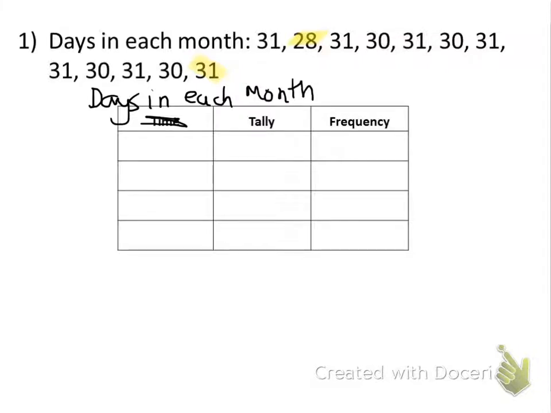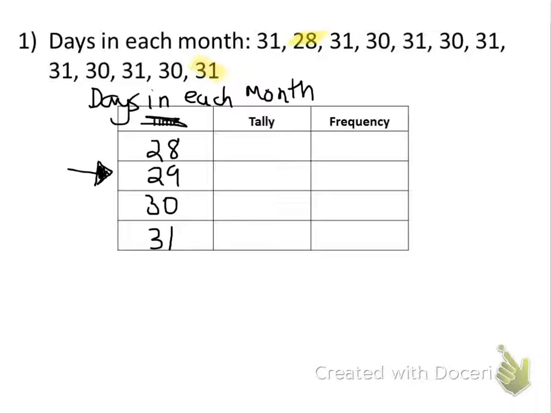And then we're going to write our smallest number, 28. And then we need to write all the numbers between 28 and 31. So we've got 28, 29, 30, and 31. Some of you might be wondering why we wrote 29. You don't see a 29 in our data set, but it's still important that you write it so that it has a frequency of 0, so that you can see that.